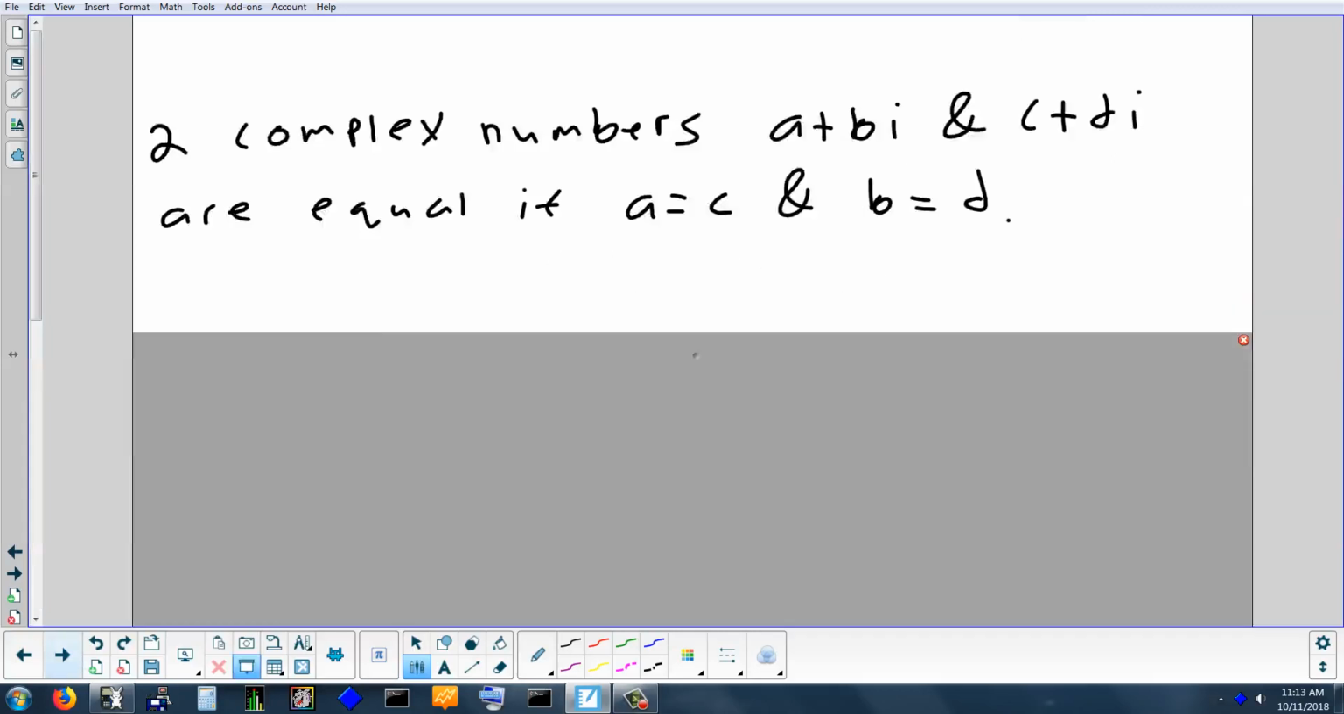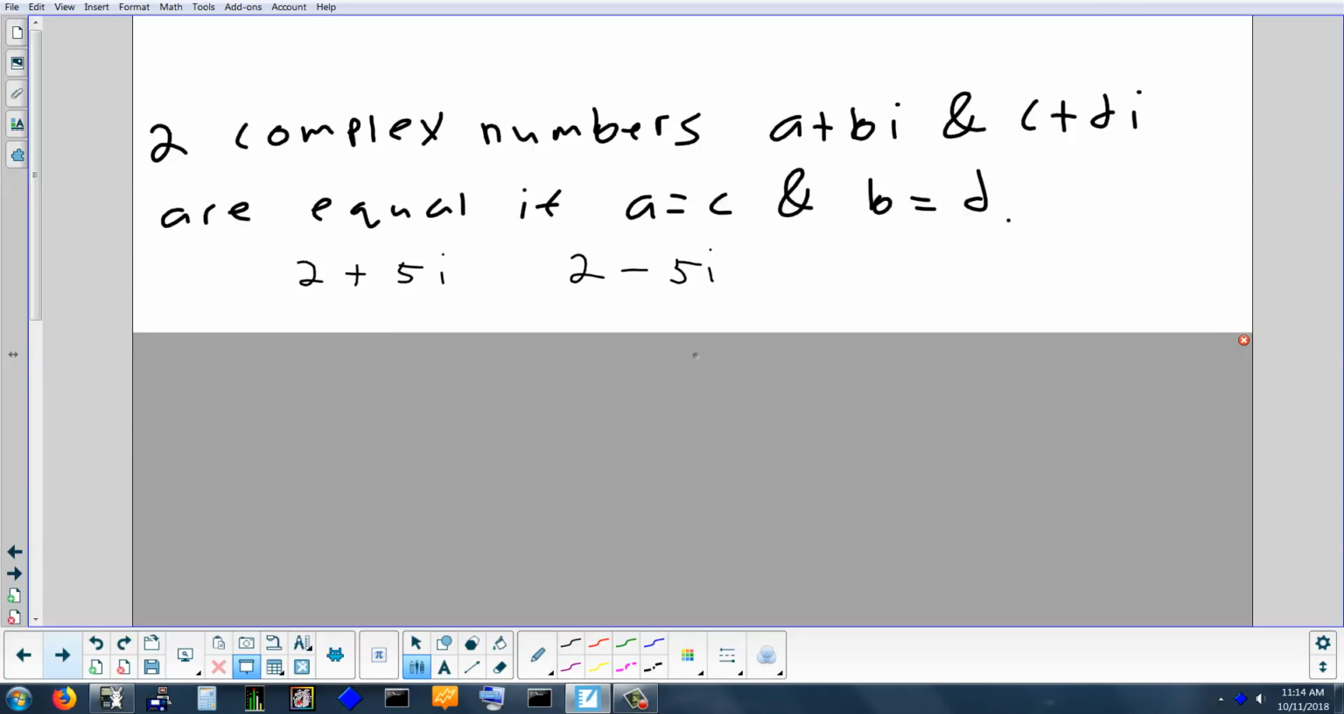So two complex numbers are equal to each other as long as the real parts match and the imaginary parts match. All right, so if I gave you an example like 2 plus 5i and 2 plus 5i, those are equal complex numbers.